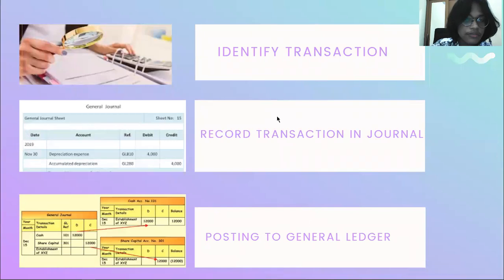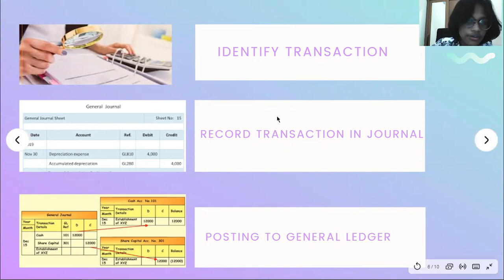First one is identify transaction. An organization begins its accounting cycle with the identification of those transactions that comprise a bookkeeping event. This could be a sale, refund, payment to a vendor, and so on.